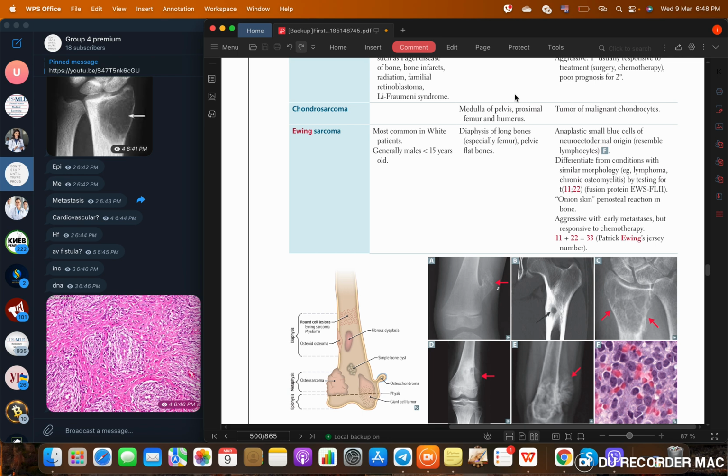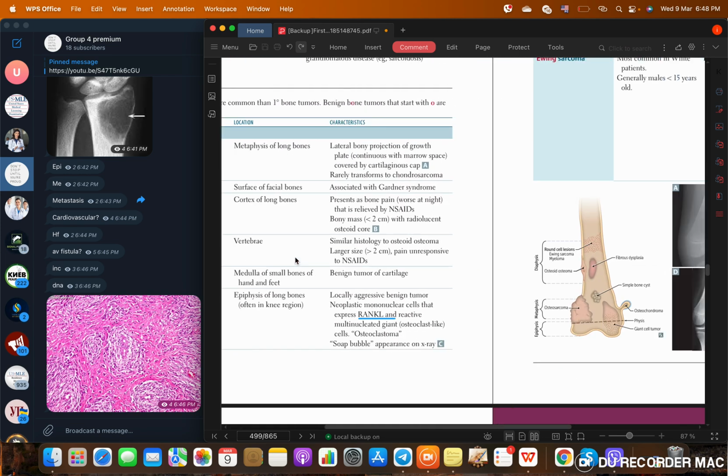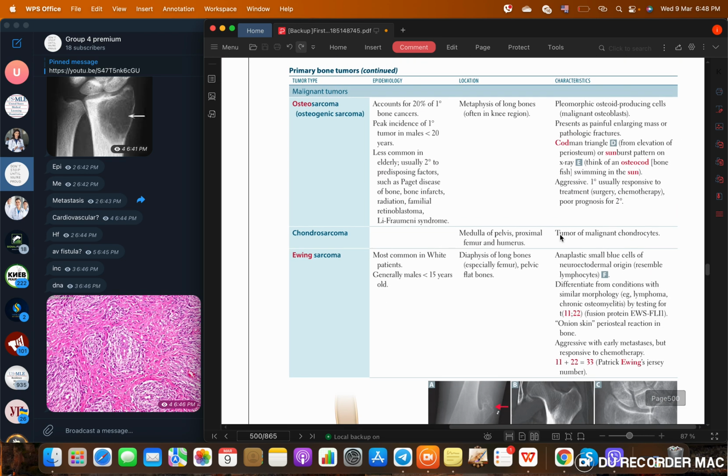So basically it's chondro, like it's the same idea of the chondroma, right? But instead of a benign tumor of the cartilage, we have a malignant tumor of the cartilage. This is low yield, this one is high yield actually. This one is low yield. So yeah, tumors with malignant chondrocytes.